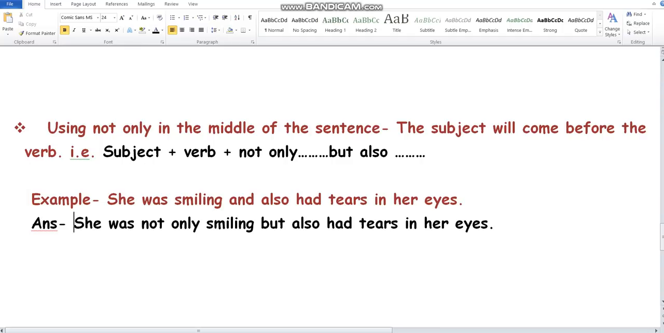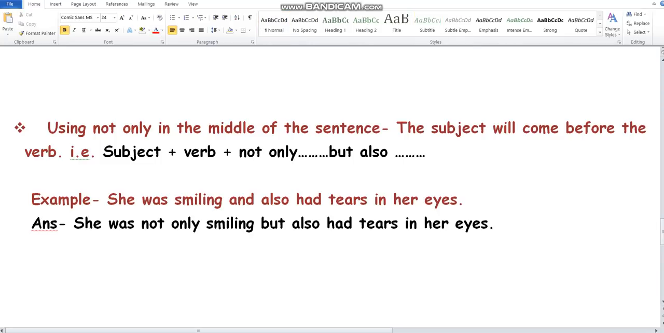We do not have to invert the word order, okay? In beginning the sentence with not only, we invert the word order. We write not only was she or not only did I. So the word order is inverted, but if we are using it in the middle of the sentence, then there's no need for us to invert the word order. She was not only smiling but also had tears in her eyes.